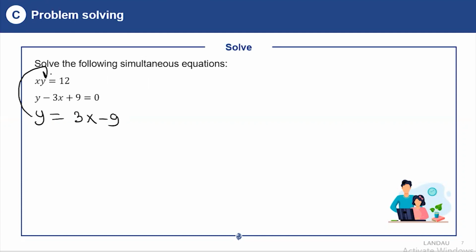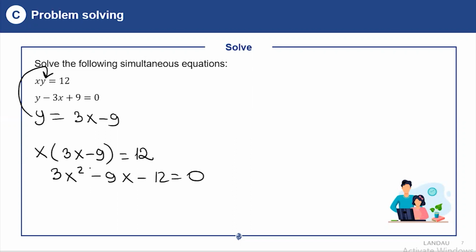It will be x multiplied by 3x minus 9 equals 12. 3x squared minus 9x minus 12 equals 0. As you see here, the coefficient of x squared is 3, but 3 is a common factor for all these terms. And remember that if we have an equation, we can divide all terms by the same number. So let's divide everything by 3. It will be x squared minus 3x minus 4 equals 0.